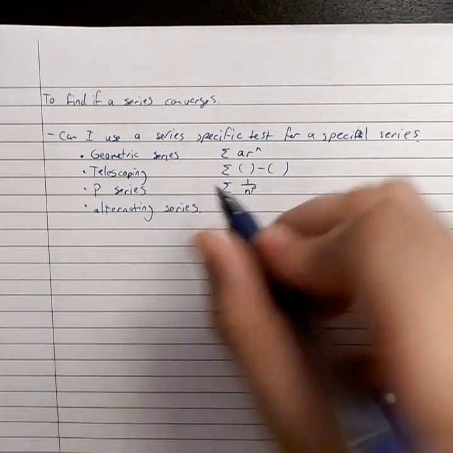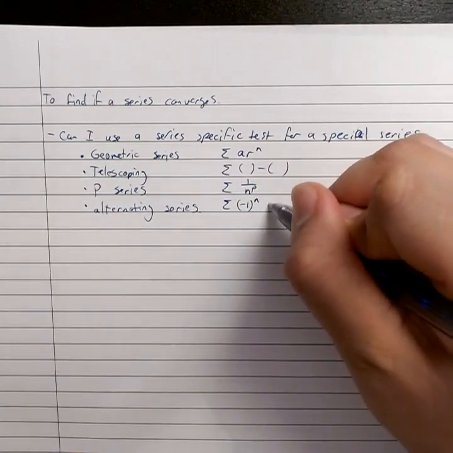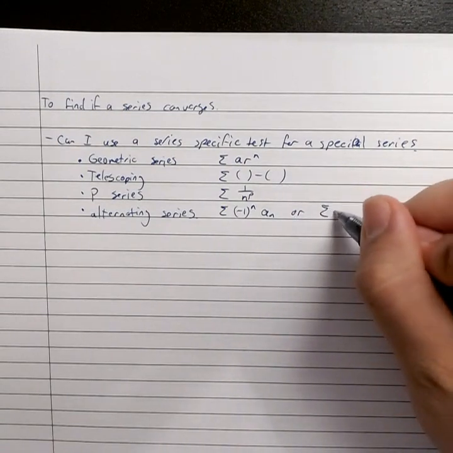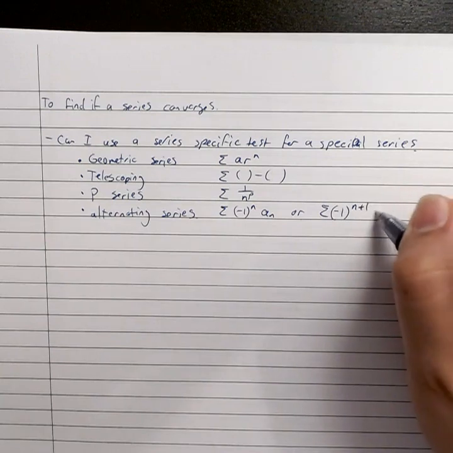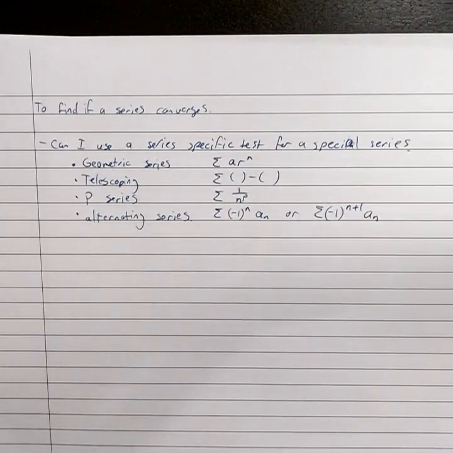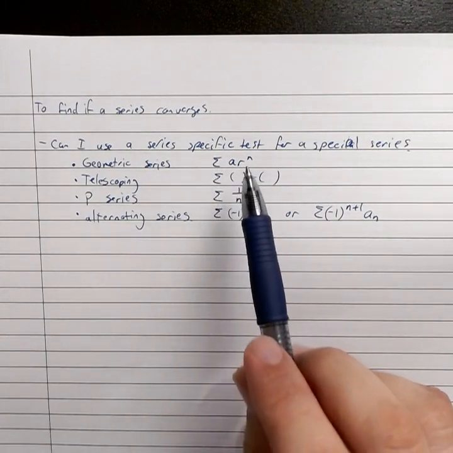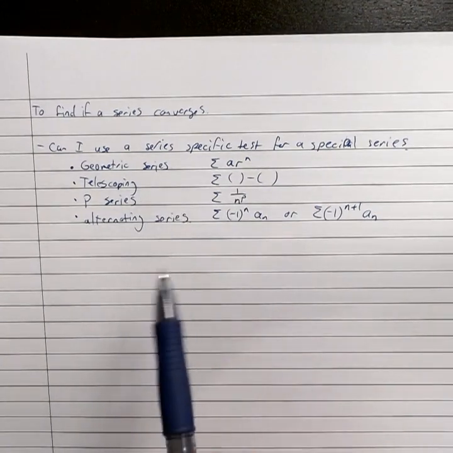And the alternating series will look like the sum of minus 1 to the power n times a sub n, or the sum of minus 1 to the n plus 1 times a sub n. All right. So try these first because they're the obvious ones, and when they're obvious, then you don't have a lot of work to do. You know you're going to work with this series, and you know it's going to give you a conclusive answer.